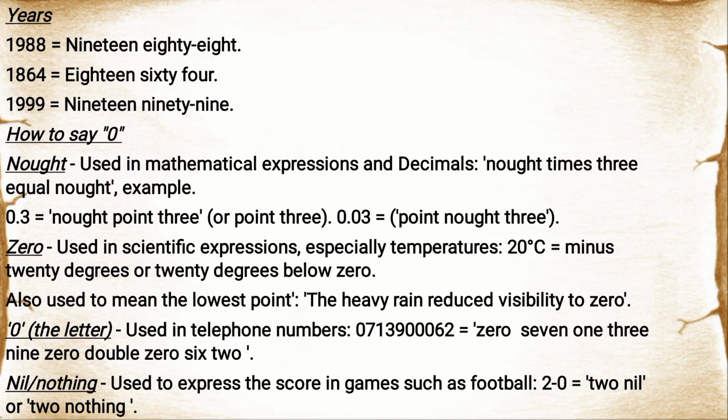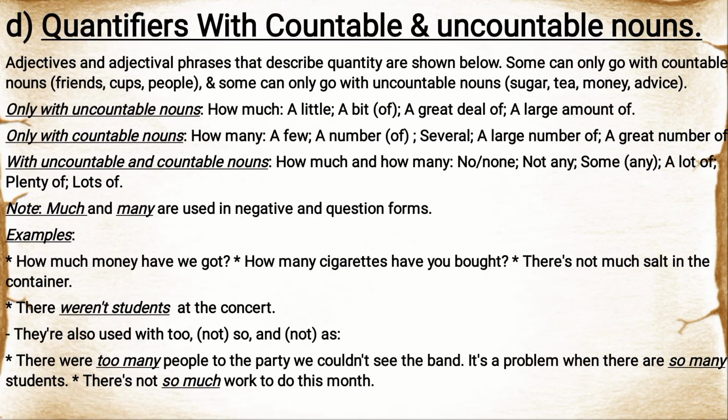"Oh," the letter, is used in telephone numbers: 071-390-0062 equals oh seven one, three nine oh, oh oh six two. "Nil" or "nothing" is used to express the score in games such as football: 2-0 equals two nil or two nothing.